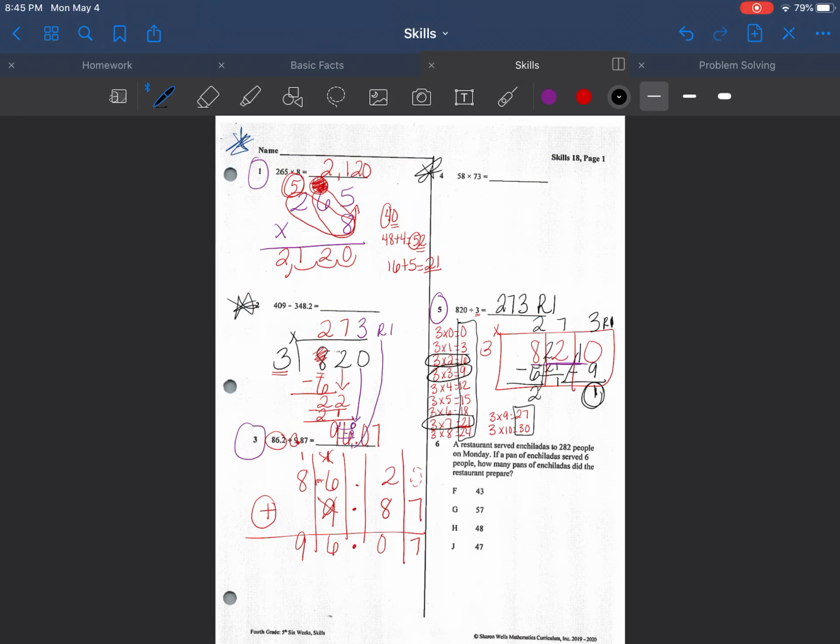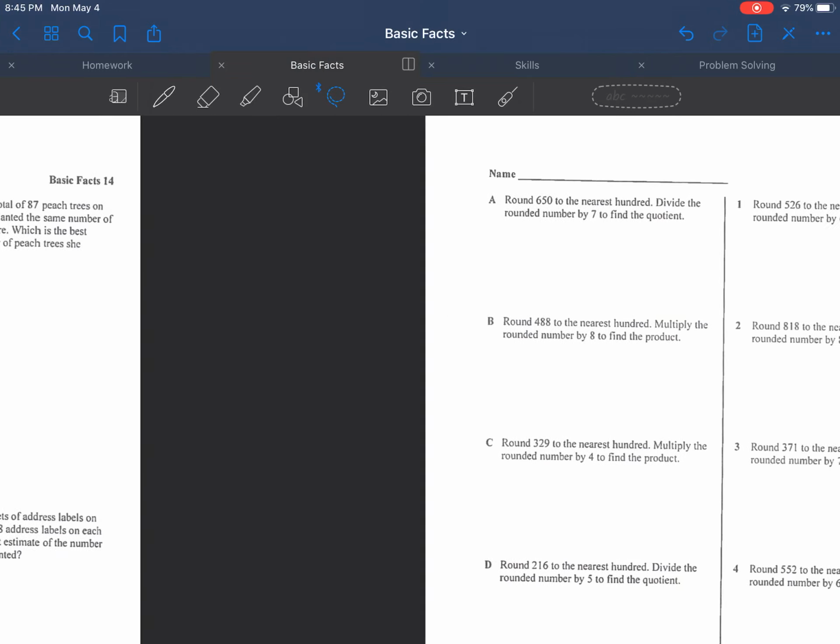So you guys are responsible to complete Skills 18, page 1. You guys will be doing number 4, number 2, and number 6, which are called the even numbers.